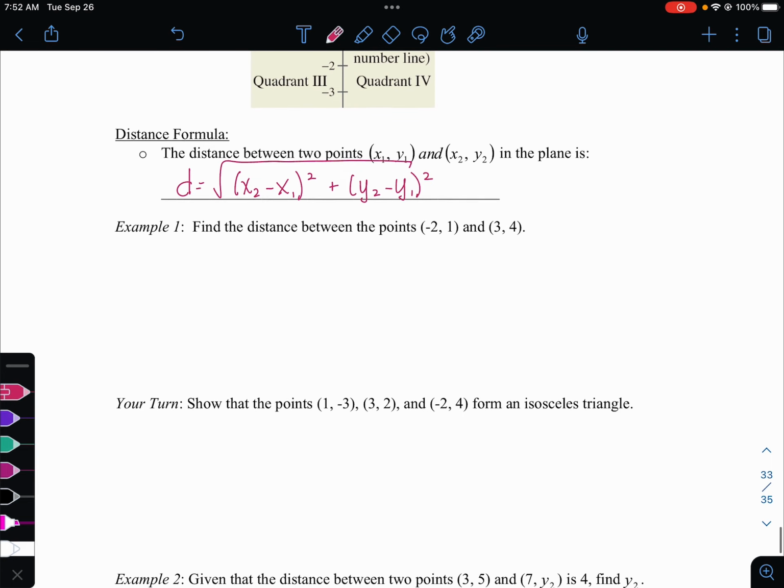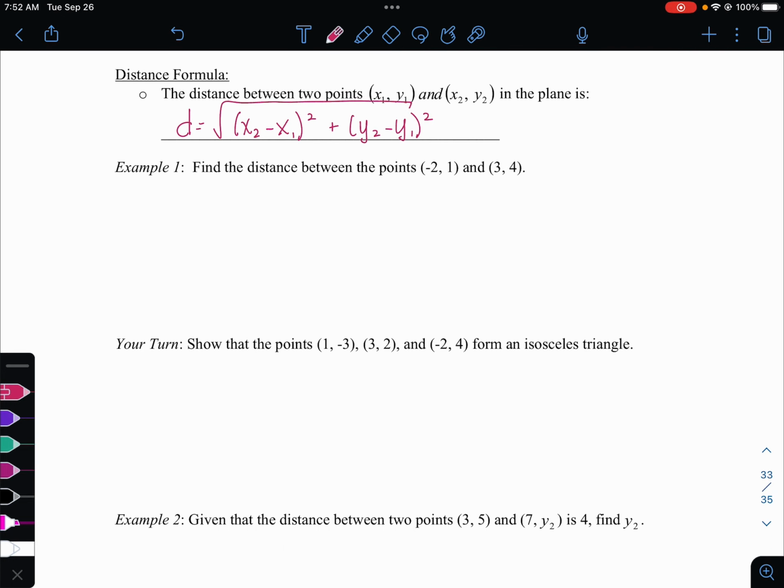So we're going to do example 1, which is the most basic part where they just give us 2 values and ask us to find the distance between them. So we're going to label our ordered pairs. Remember, each ordered pair has an x and a y. And then we're just going to substitute them into our distance formula. So I'm going to get the square root of (3 minus a negative 2) quantity squared plus (4 minus 1) squared.